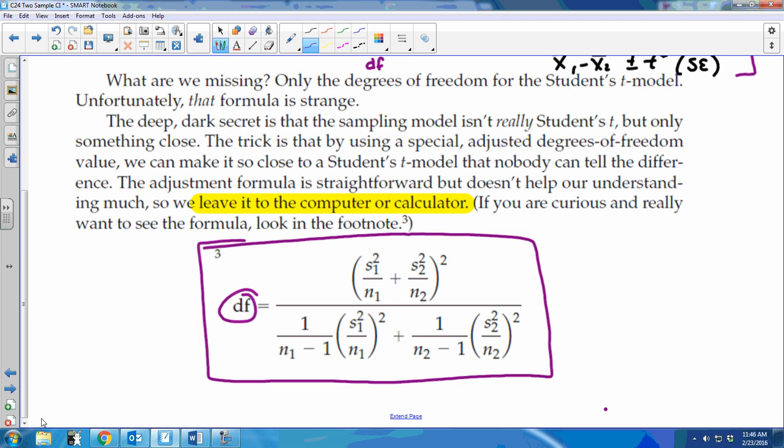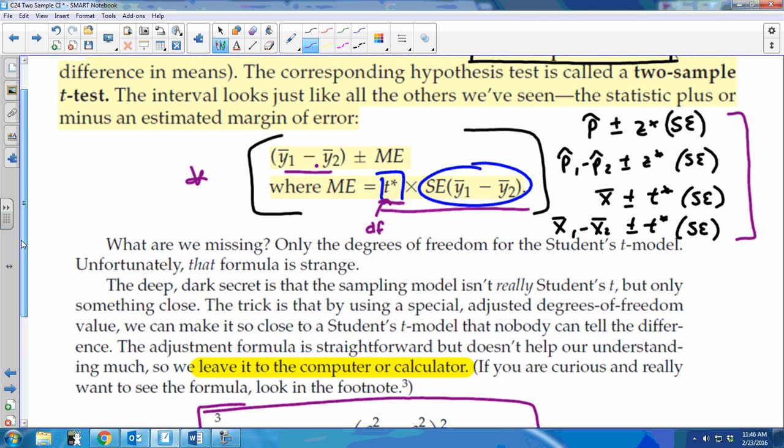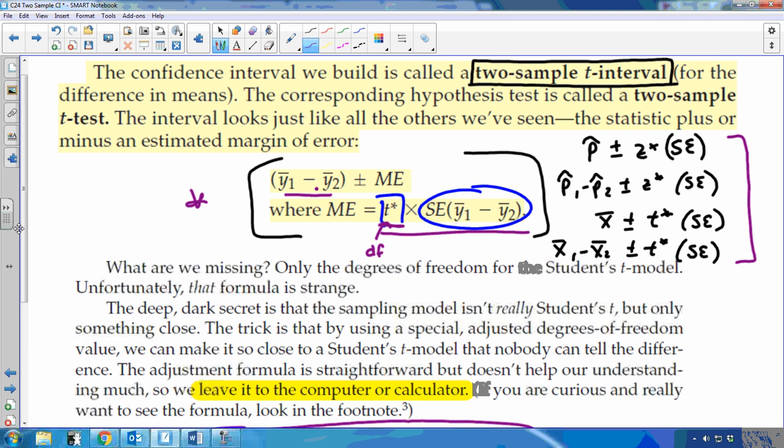So we're going to use our calculator, because I showed you way back when we did 1 proportion z-intervals that your calculator can actually calculate the interval for you. I said that is a good way to check your answer. And it is.